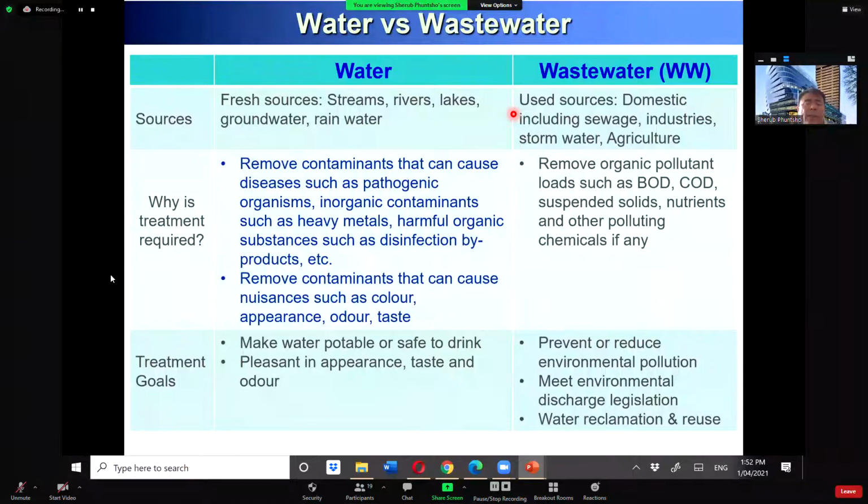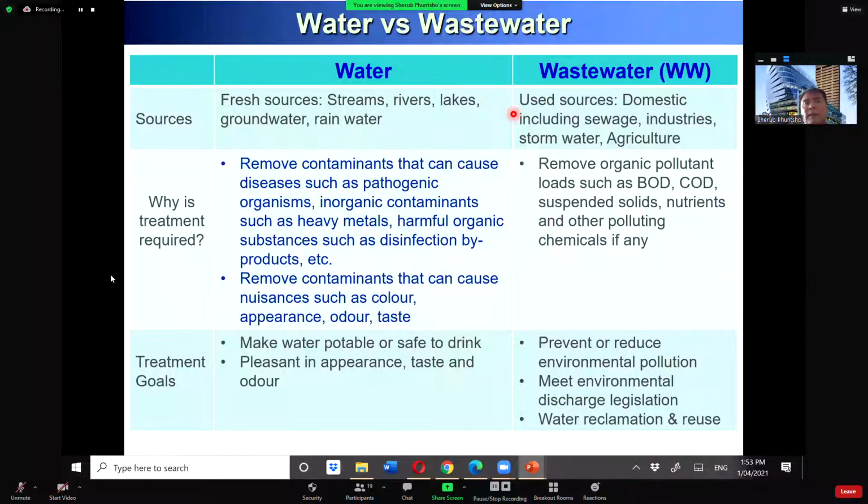And why treatment is required is basically to remove all the contaminants that are present in water, and the treatment goal for the surface water is basically to make it potable, make it fit for drinking purposes, and to remove not only the pollutants, but also those unpleasant appearance, taste, and odor. Some of this may not be very critical to health, but it still is not very pleasant for drinking, right? So this is why the treatment is required. So water treatment is basically for making it fit for potable purpose and safe to drink.